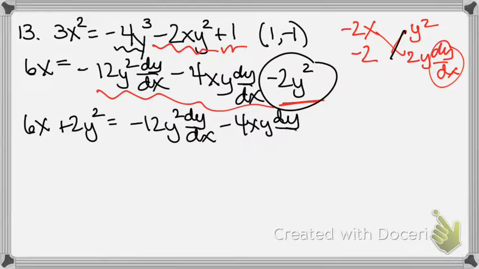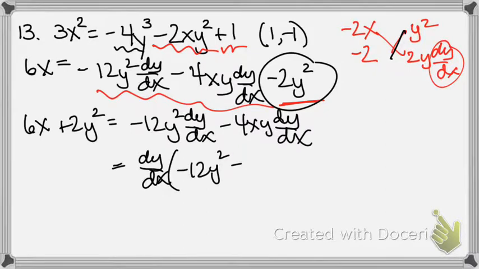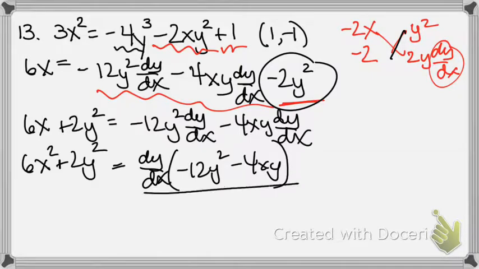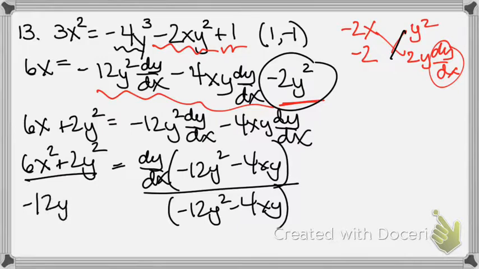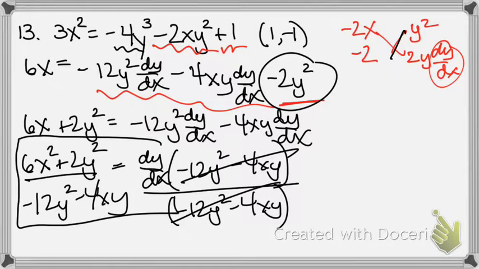Now factor out the dy/dx on the right side. And you're left with negative 12y squared minus 4xy. And now just divide by that big bunch of junk right there on both sides. And that's my derivative. That's our derivative. We're going to evaluate it at 1, negative 1.